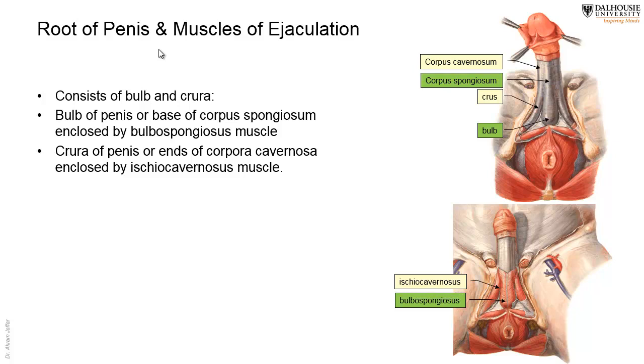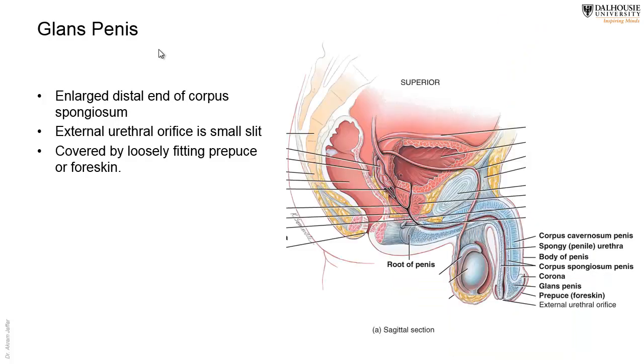Both of them help in the erection, but they are not responsible for erection, because erection is actually due to the gush of blood that takes place into the cavernous spongy tissue of the penis. This is the glans again. You can see that it is a continuation of the corpus spongiosum, not the cavernosum, but the corpus spongiosum.